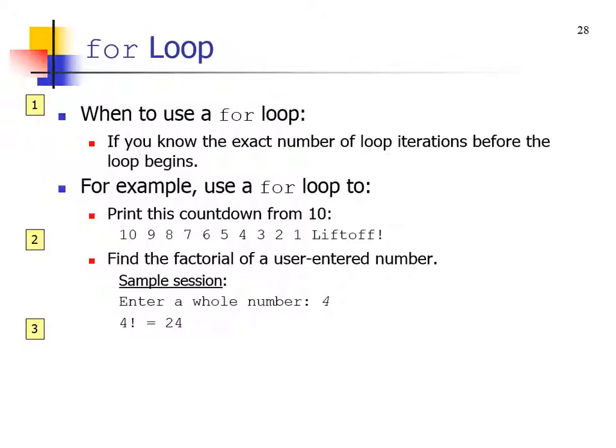Oh, this is just a printing countdown. So it'd be for x equals 10, x is greater than 0, x minus minus, print x.